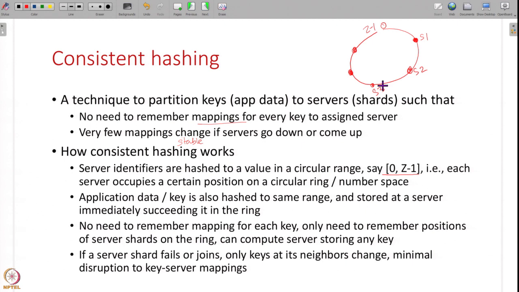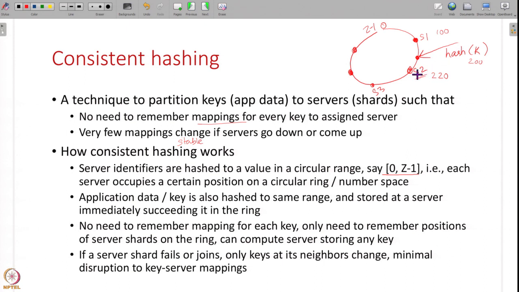And you take your application key also, hash it onto the same range 0 to z minus 1, and the key will land somewhere over here. Then every key will be stored at the server immediately following it on this ring, okay. So, what does that mean? You just remember what the servers' identifiers are and where all the server shards are located on a ring, that is all you remember. Whenever a key comes, you hash it, and you see on the ring what is the server immediately following it. Suppose server 1 is located at position 100, server 2 is located at position 220, and your hash works out to 200, then the server immediately following it is server 2, so this key will be stored at server 2.